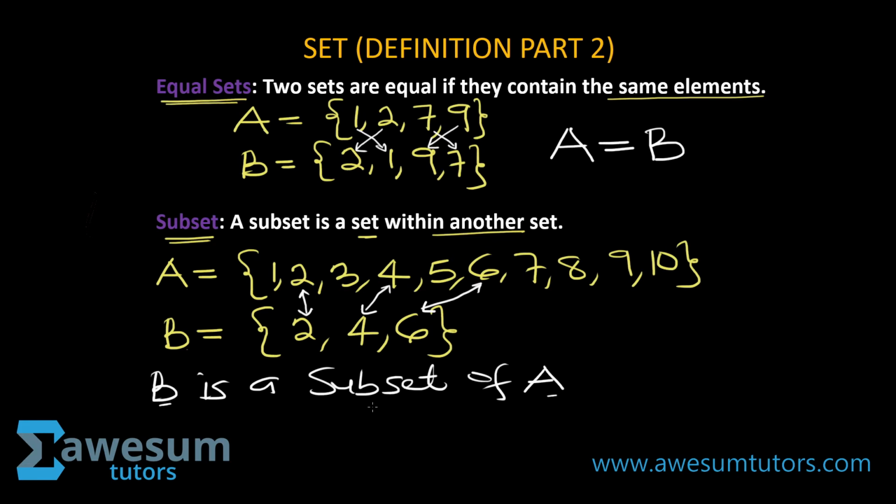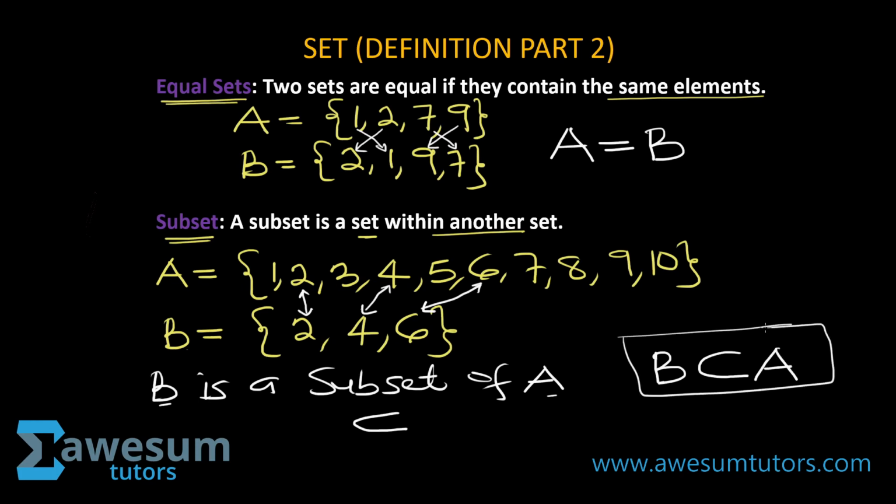Now, how do we represent subset? You can represent subset with this symbol right here. So that means I can say B is a subset of A. So I can use this symbol right here to show that B is a subset of A. That means all the elements in B can be found in A.